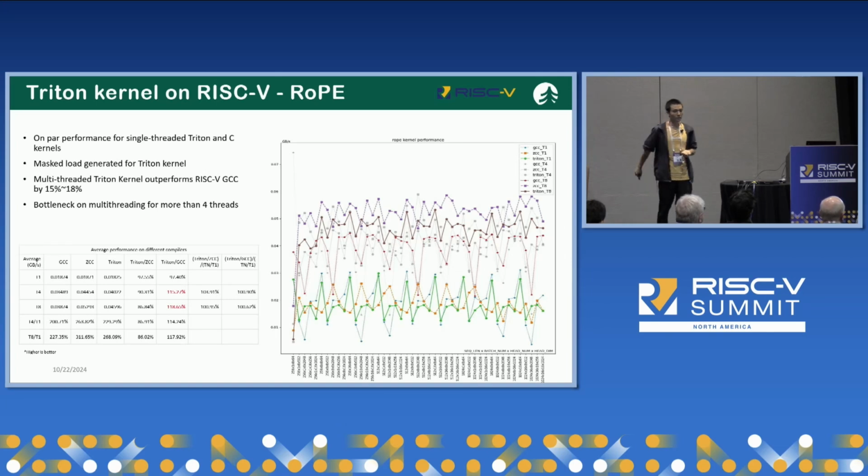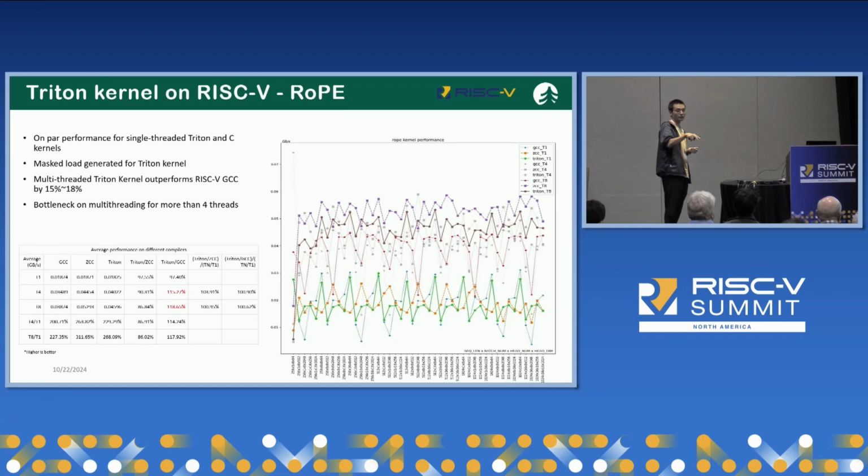Okay, for the rotary position embedding kernel, there are 3 groups of data. On the chart on the right side of the screen, the orange, blue and green lines are the single-threaded performance for the 3 kernels. And the green line in the middle, not obvious, is the 4-threaded performance, and on the top, they are the 8-threaded performance.